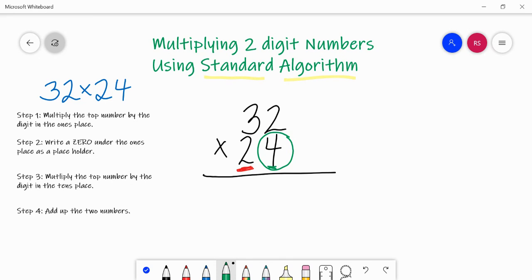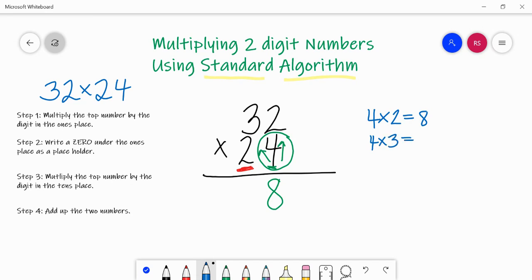So I'm going to start with 4 times 2 because I always start in the ones place. I have 4 times 2. I know that 4 times 2 is equal to 8. So I'm just going to drop that 8 right down here. Okay. 4 ones times 2 ones is 8 ones. All right, now that I went up and multiplied it by the ones place, now I need to go over and multiply it by the digit in the tens place of that top number. So I have 4 times 3, right? That's what my digits are, 4 times 3.